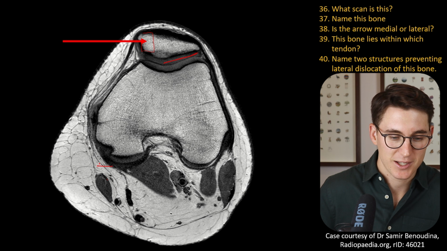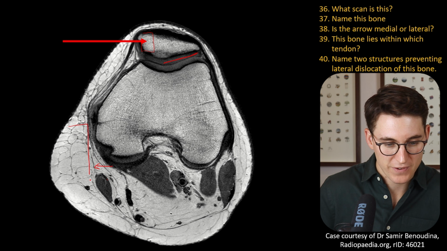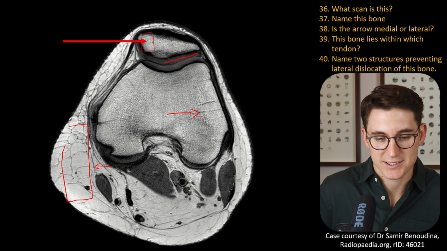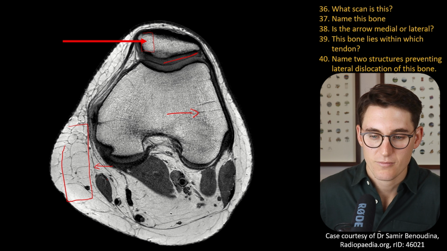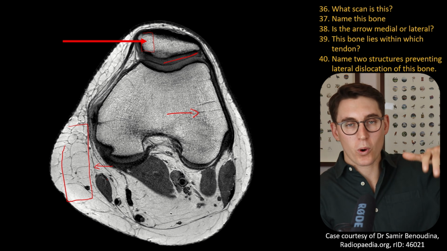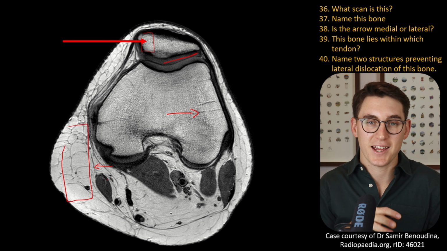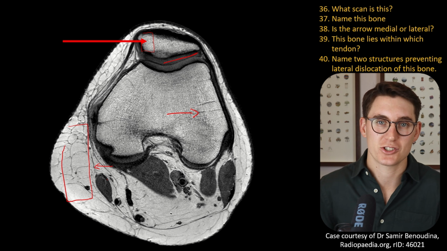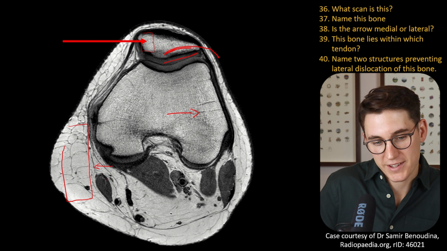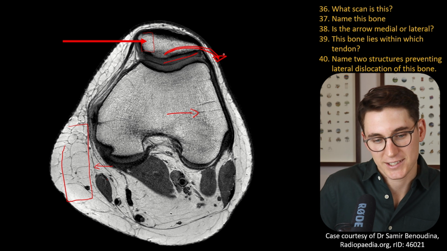Another clue that this is medial: often there's a larger fat pad medially as well. So this is our medial side, and this is our lateral side. Now, this bone lies within which tendon? Well, superiorly, we have our quadriceps tendon coming to our patella, and then our patella tendon heading down and inserting on our tibial tuberosity. What structures prevent this patella tendon from dislocating laterally like that?